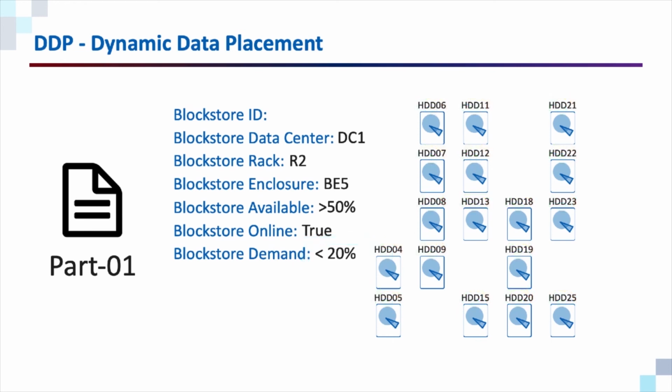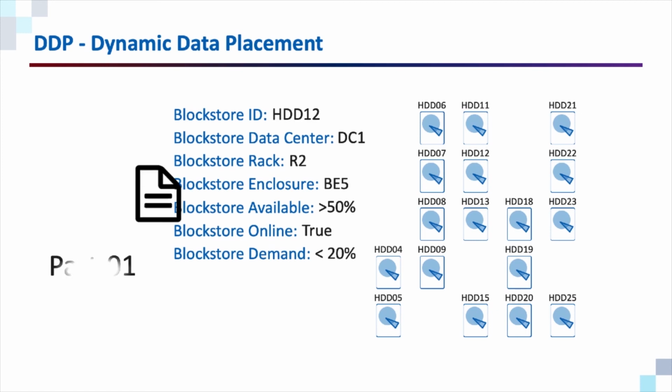And so now, any one of the remaining drives that's still in the selection set is a valid storage location for this part. So we can just randomly select a block store from the selection set, in this case the block store with the ID HDD12.